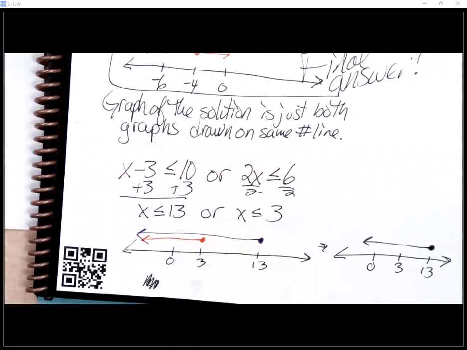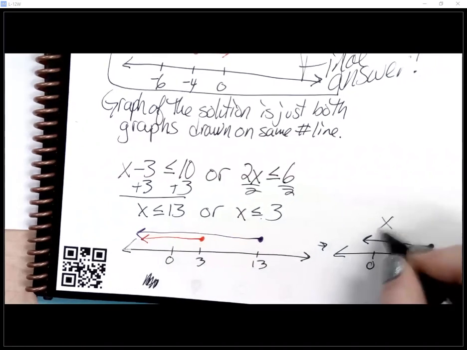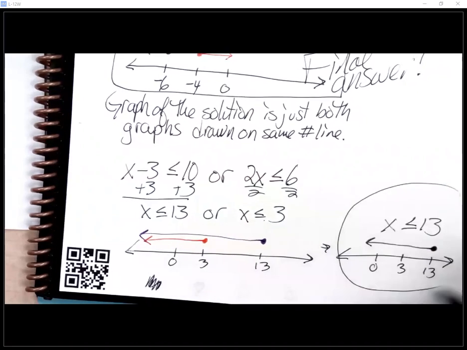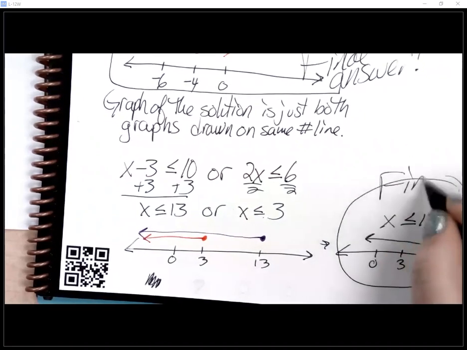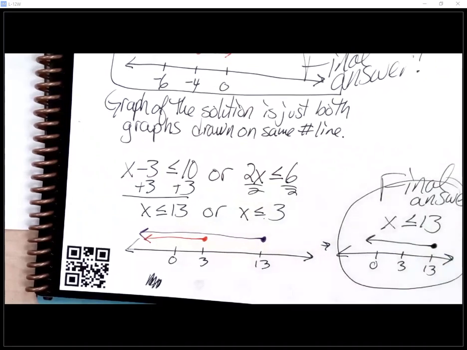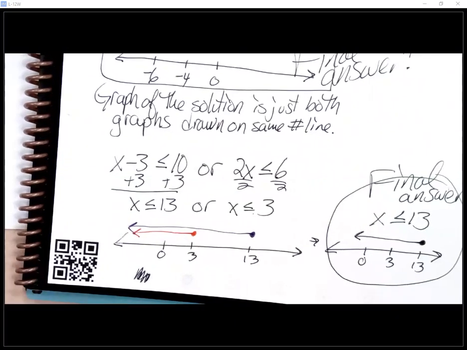So when I go to write the final answer, since these both overlap each other, I don't need to say both parts. I can just say x is less than or equal to 13. And this is my final answer. Does that make sense? It's a little weird when they overlap, but the important thing to remember is, if it's an or, I just need one of them to be satisfied.